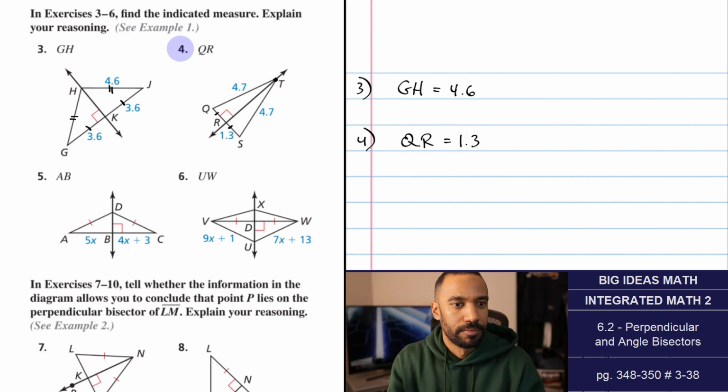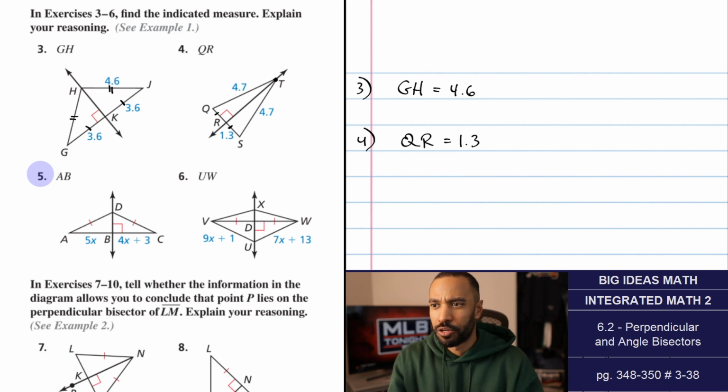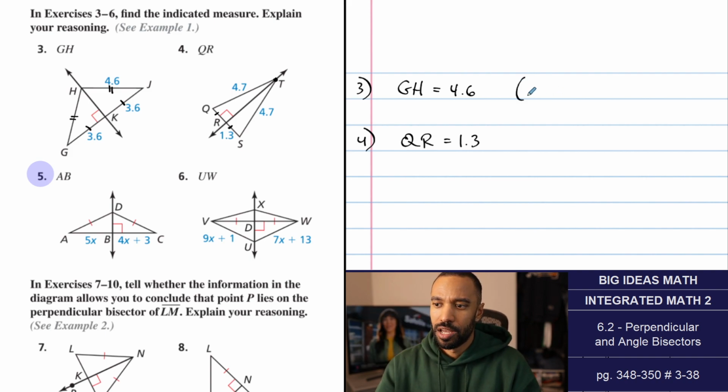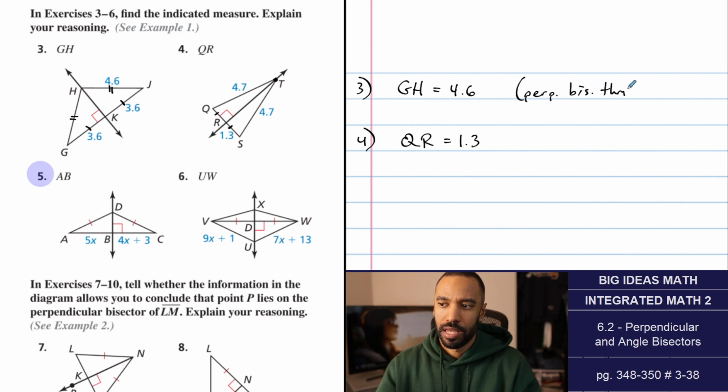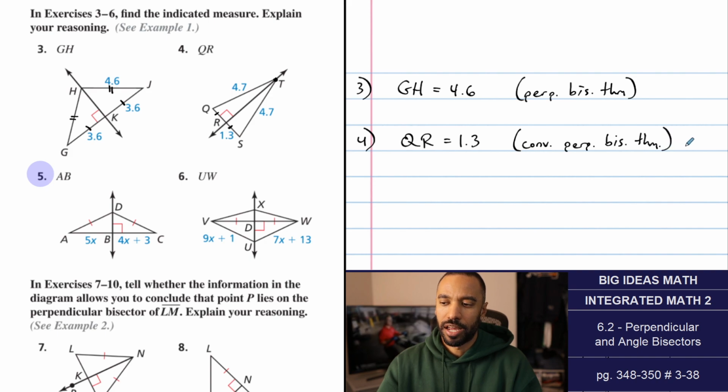That is number 4. That's the converse of the perpendicular bisector theorem. That's what I'll put for these things here. I'll put perpendicular bisector theorem. I don't know if that's what they mean as reasoning. And converse of perpendicular bisector theorem. A lot of abbreviations here.